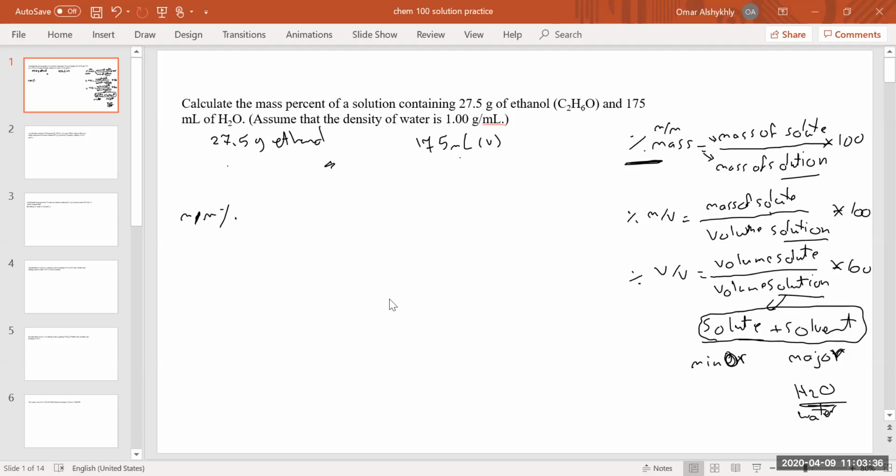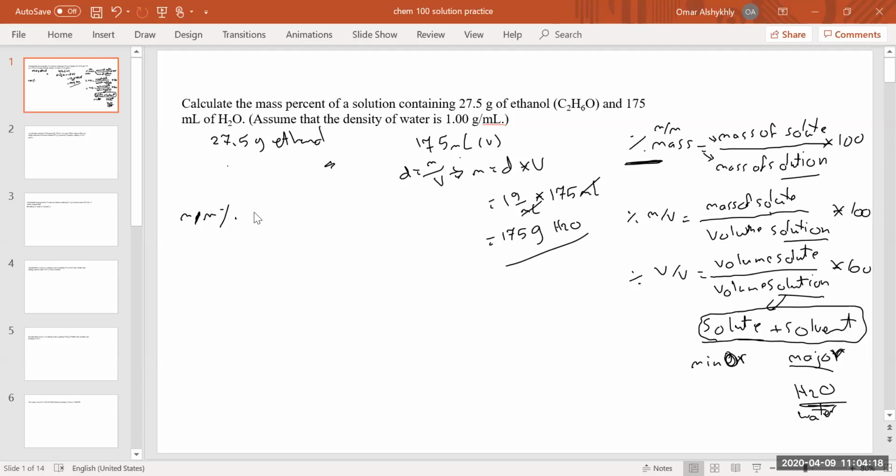Now here we don't have the mass of water, which is the solvent here, because it's the major. But what we have is a volume, 175 milliliter. Now we can calculate the mass. We know that density equals mass divided by volume. So here mass will equal density times the volume. Density is 1 gram per milliliter times the volume, 175 milliliter. Cancel milliliter with milliliter, and it will give you 175 gram. It is the water, the solvent.